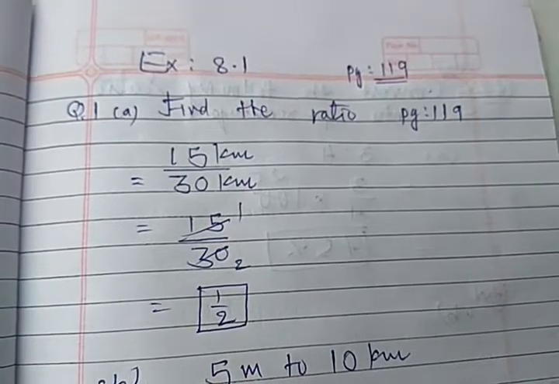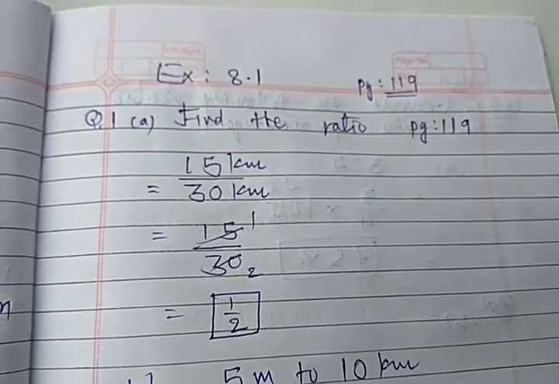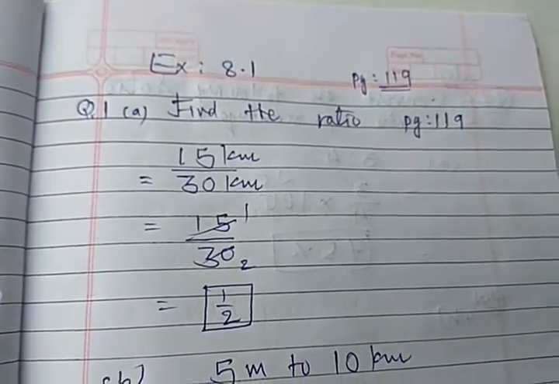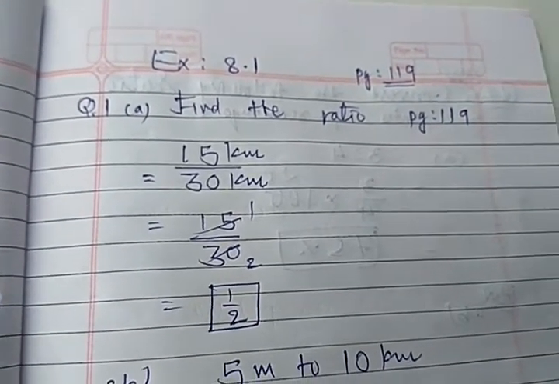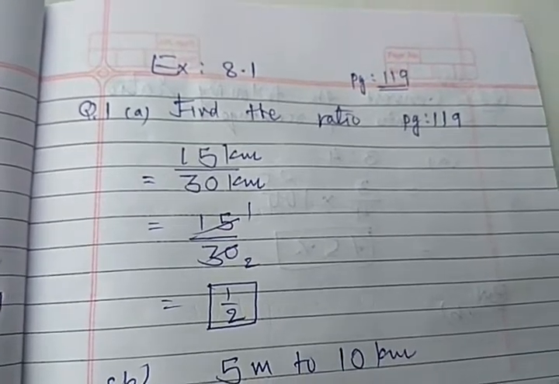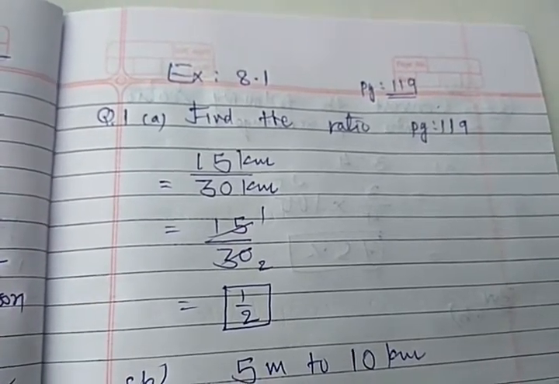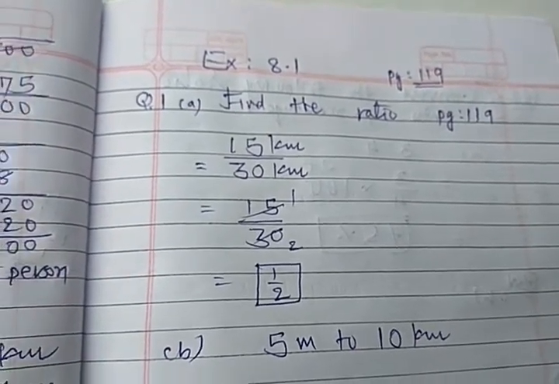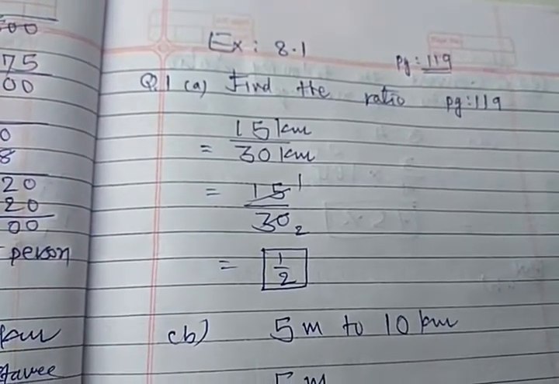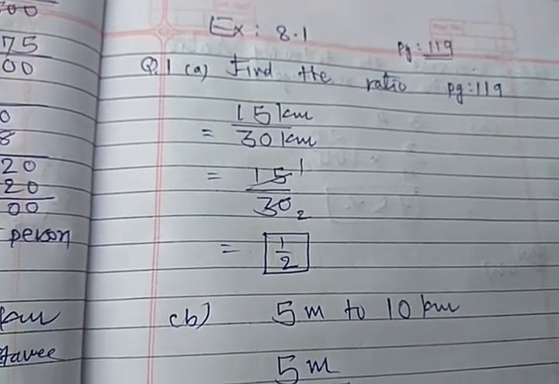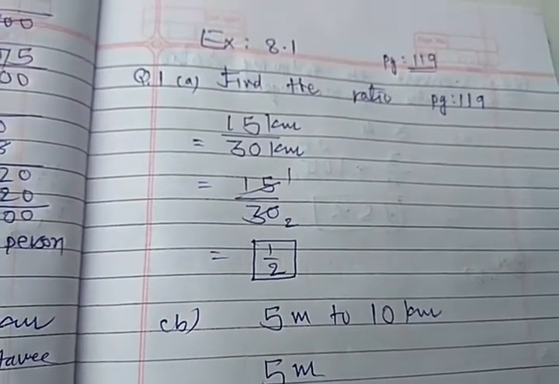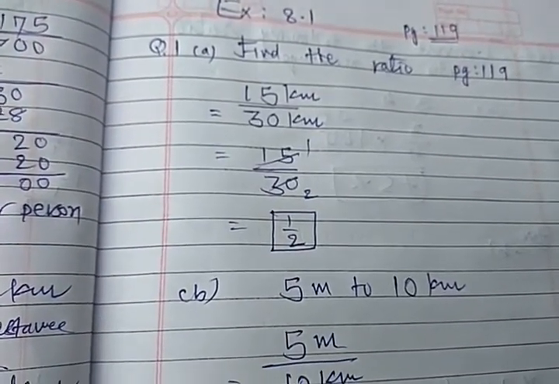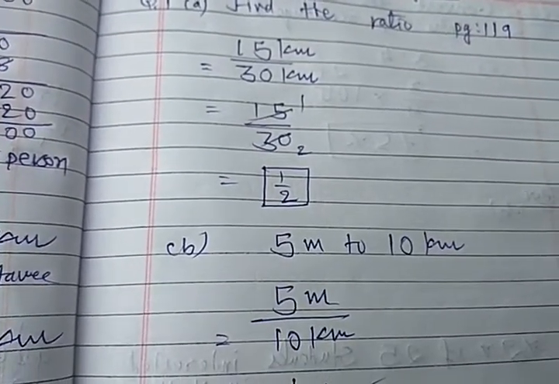Okay, dear students, let us start to count exercise 8.1, page number 119, where question number 1a: find the ratio of 15 kilometer to 30 kilometer. So here we write 15 upon 30. We don't want to convert anything, no need, because the units are the same. 15 kilometer upon 30 kilometer. So 15 upon 30, when you simplify, you will get the answer 1:2.